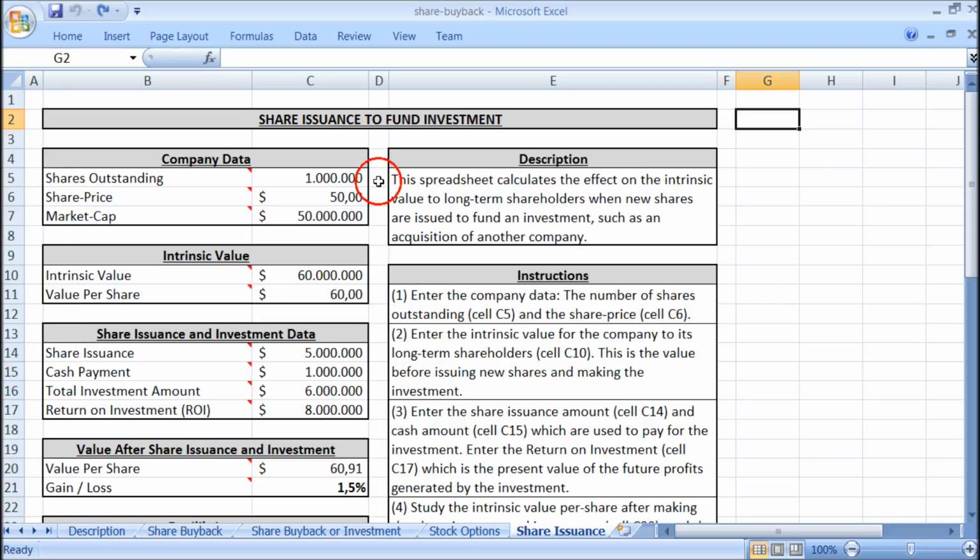In this example, we will assume that the number of shares outstanding is 1 million and that the share price is $50. This means that the market cap, that is the market value of all the company's shares, is $50 million. The intrinsic value to long-term shareholders is the excess cash that could be paid out as dividends today, plus the present value of future earnings that can be paid out as dividends in the future.